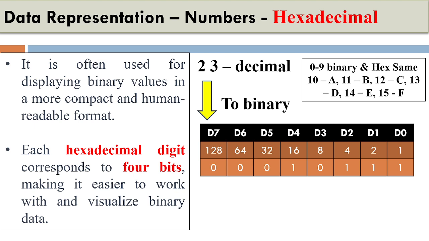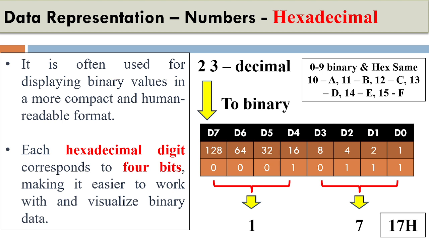upper nibble, that is D7 to D4, this is 1 actually, and the lower nibble, that is from D3 to D0, this is 7. So in the hexadecimal system, 23 in decimal can be written as 17 in hexadecimal. So if we have information in the binary domain, it's a very easily readable form.